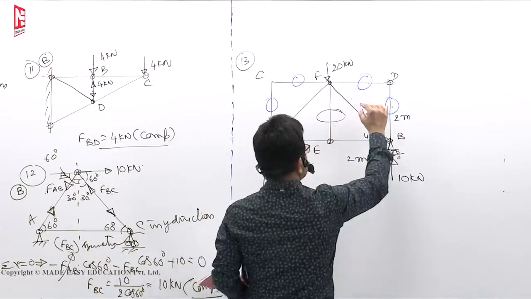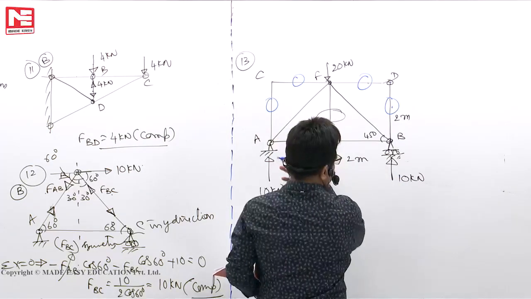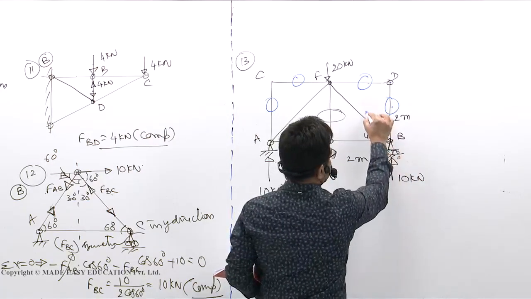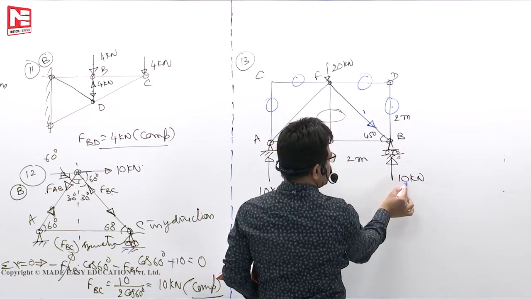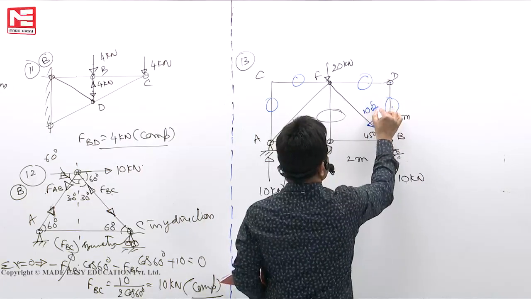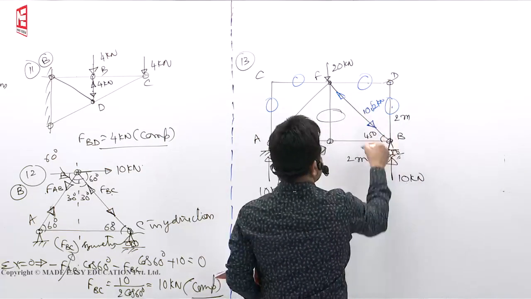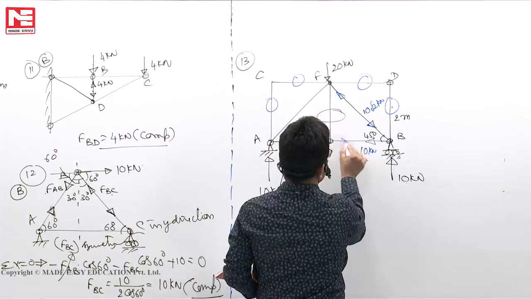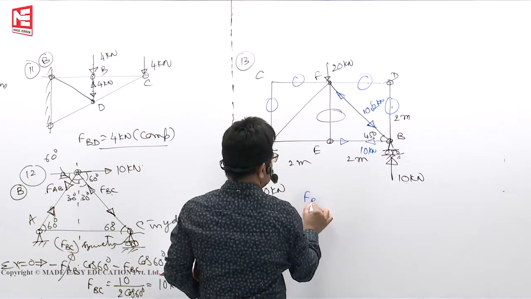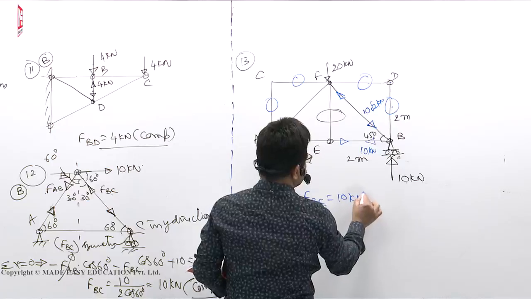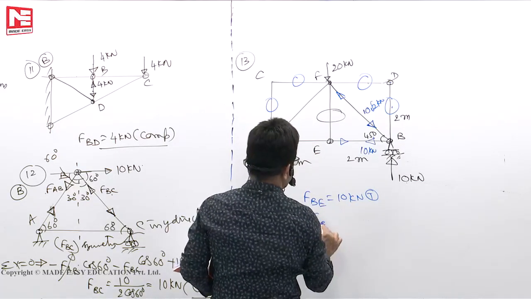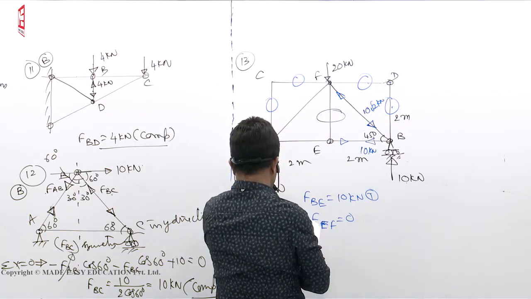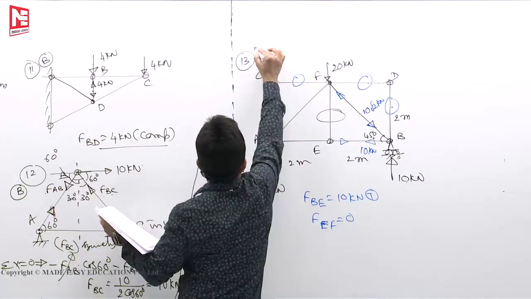Now this is 10, upward 10, so it should be downward. How much it should be? It should be F sine 45 is equal to 10. So F is 10 by sine 45. That means 10 root 2 towards, here also towards. So the x component is going right side, so it has to be like this, 10. Away from the joint, away from the joint. So force in the member BE is 10 kilonewton tension. Force in the member EF is 0. So EF is 0, BE is 10 kilonewton tension. 13B is the option.